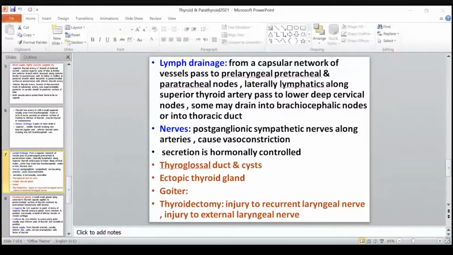These we call median cysts of the neck because they lie in the anterior median line, which is the line of descent of the thyroid gland.